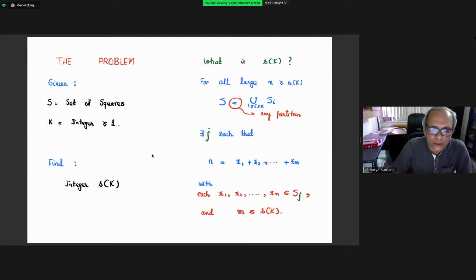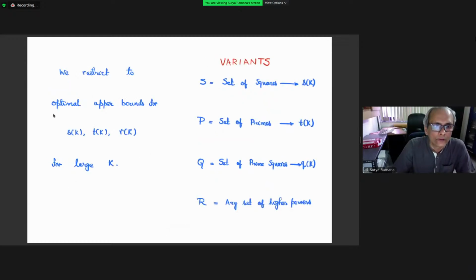So let me just move on. We will restrict ourselves to optimal upper bounds for s_k, t_k, and r_k for large k. So let me just say what are s_k, t_k, and r_k. Here are variants of this question that you can immediately pose. For the set of squares, the number is called s_k. So s_k is the smallest number such that in any k-coloring of the squares, every sufficiently large integer is expressible as a monochromatic sum of at most s_k squares.